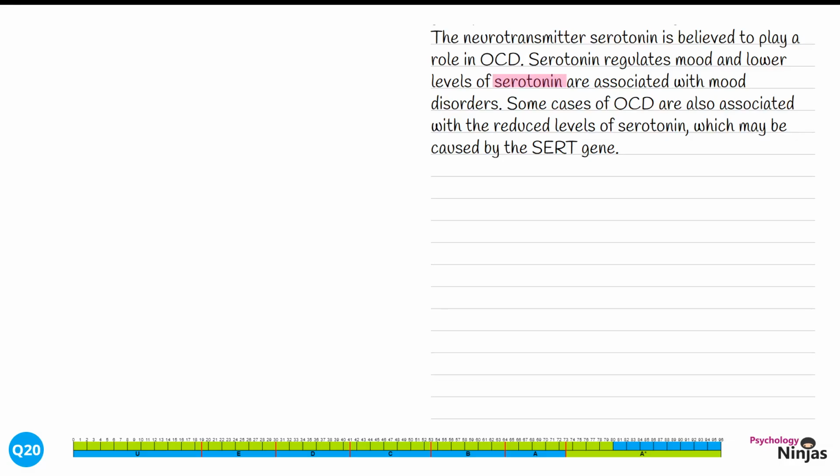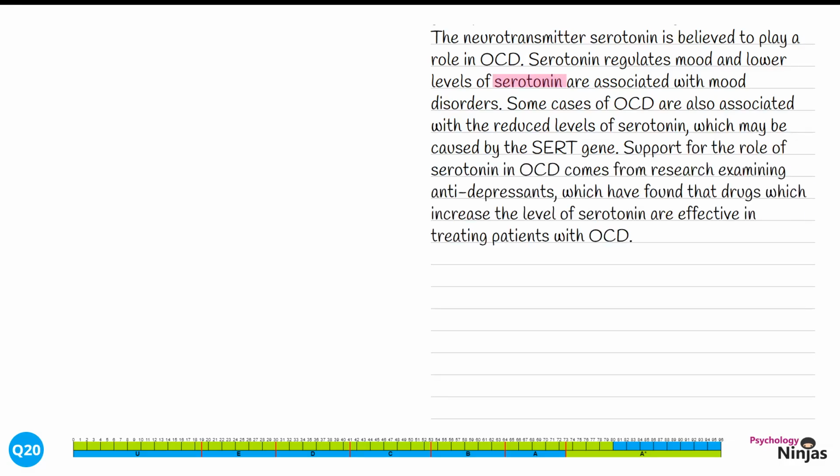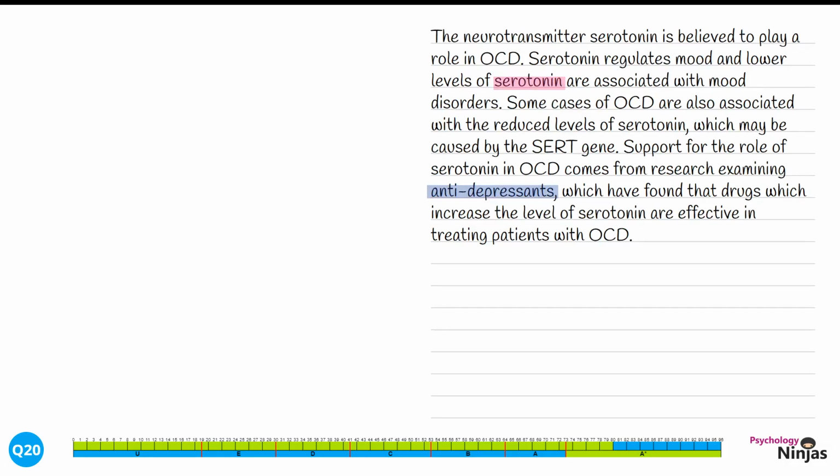In order to progress with our response, we're going to move back to evaluation. Support for the role of serotonin in OCD comes from research examining antidepressants, which have found that drugs which increase the level of serotonin are effective in treating patients with OCD. Our evaluation is now looking at application in terms of antidepressants as a particular form of drug therapy used to treat OCD. We're going to explain this by talking about how antidepressants work.